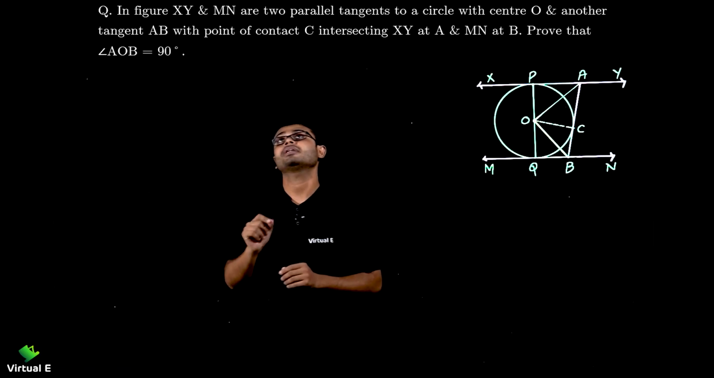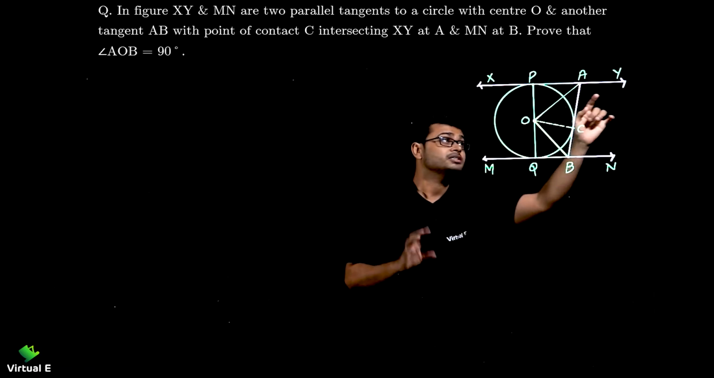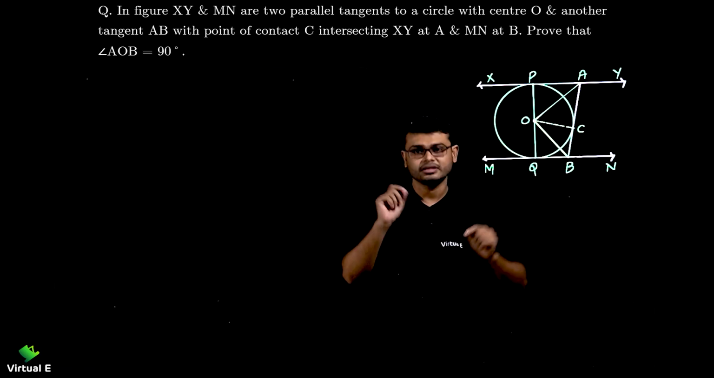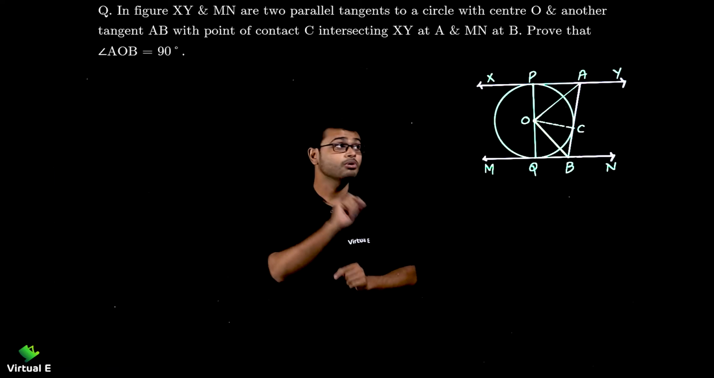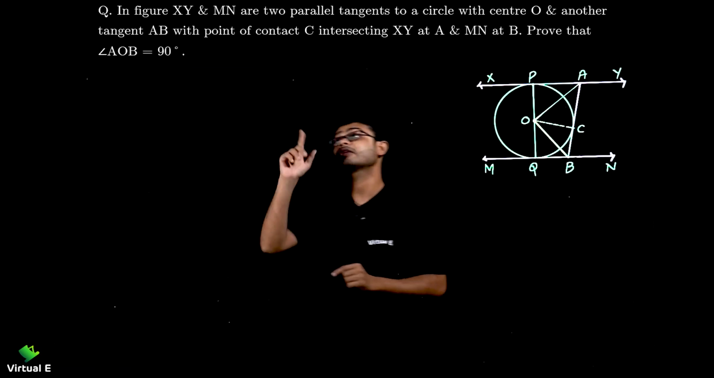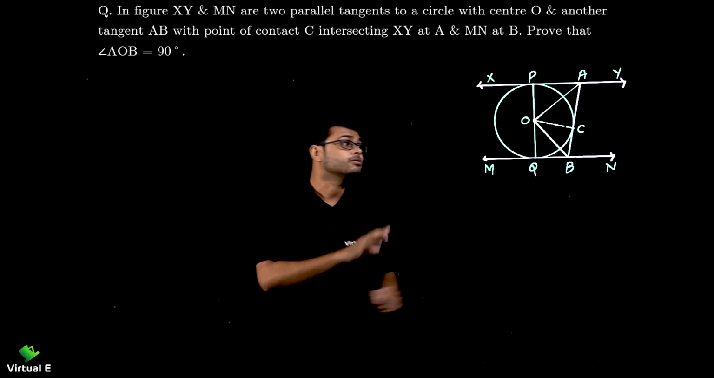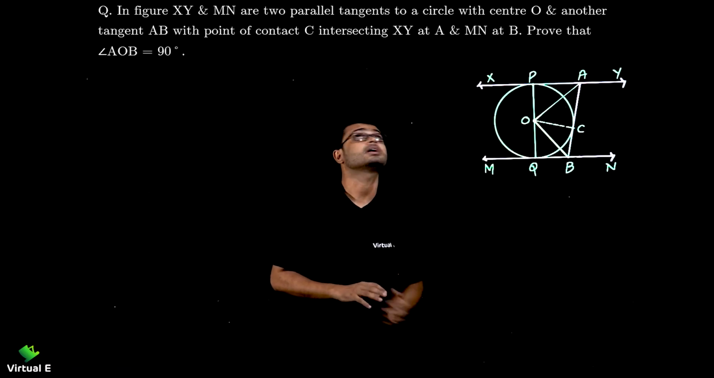XY and MN are two parallel tangents. So XY is one tangent, MN is another tangent, and both tangents are parallel. Remember, parallel. This condition we are going to use. How? To a circle with center O.